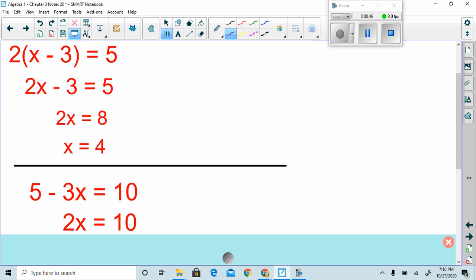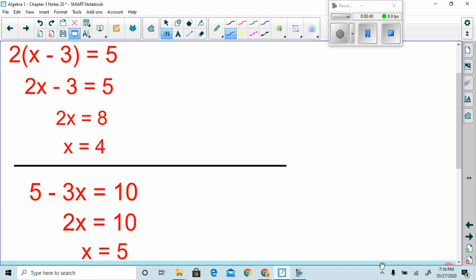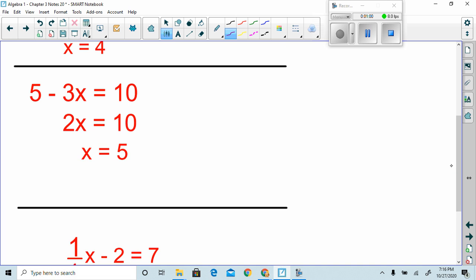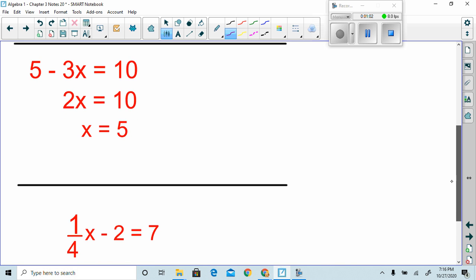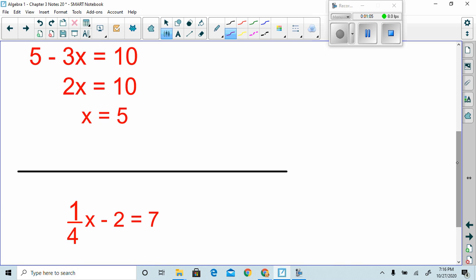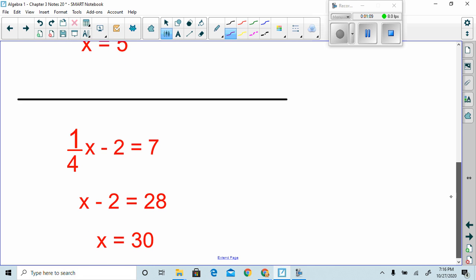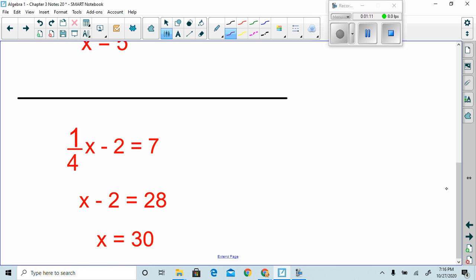When you're done with the first, take a look at our second. Again, it's a multi-step equation with an error. See if you can find it and correct it. And then there's one more problem. On this last problem, we're going to be looking at another multi-step equation, and we're going to look for and correct the error. We'll discuss these in class.